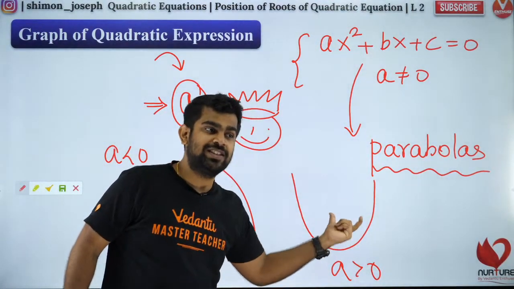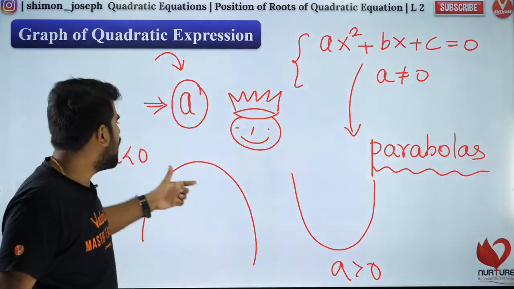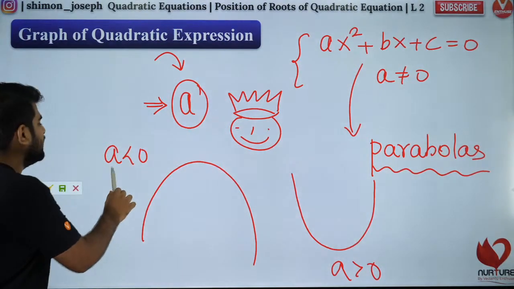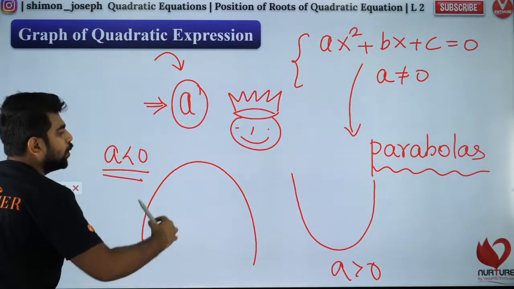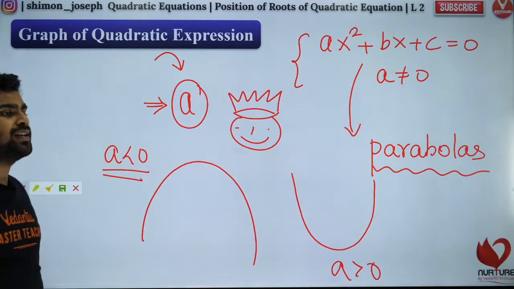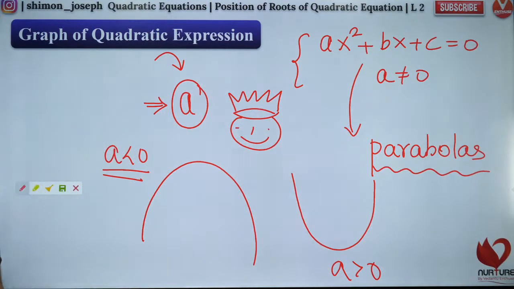So this is smiley. If A is positive, you are happy. Positive means happy, so you smile. y equal to x square, a smiling graph. And if you are negative, A less than 0, then you will be sad, so it will be downward opening. That is the way you remember it.